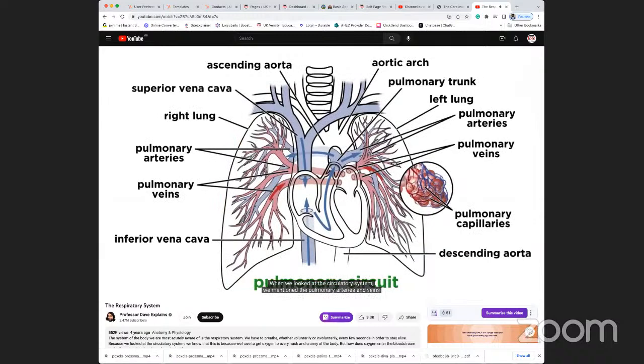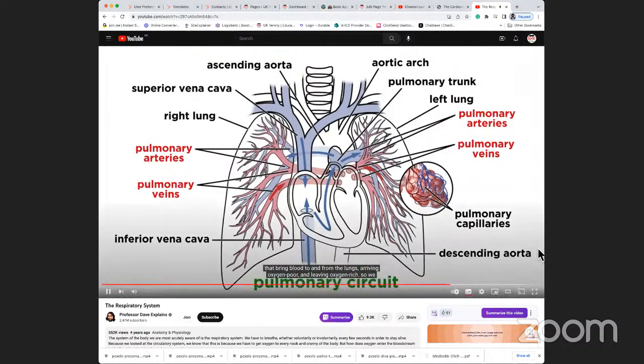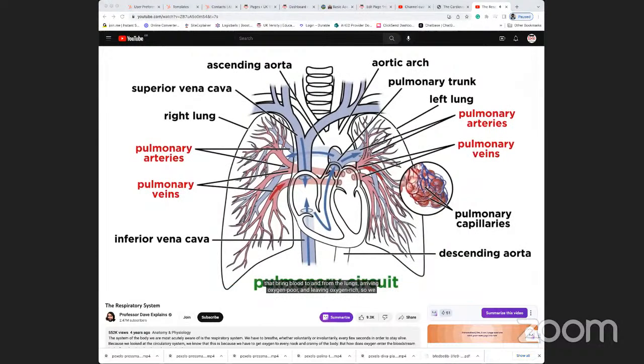When we looked at the circulatory system, we mentioned the pulmonary arteries and veins that bring blood to and from the lungs, arriving oxygen poor and leaving oxygen rich. So we can imagine those connecting to the pulmonary capillaries to complete the circuit.